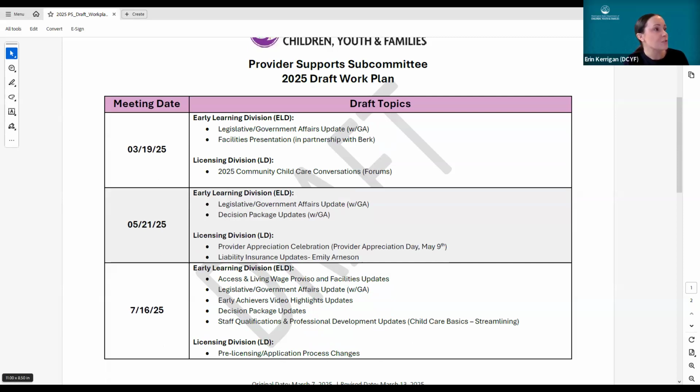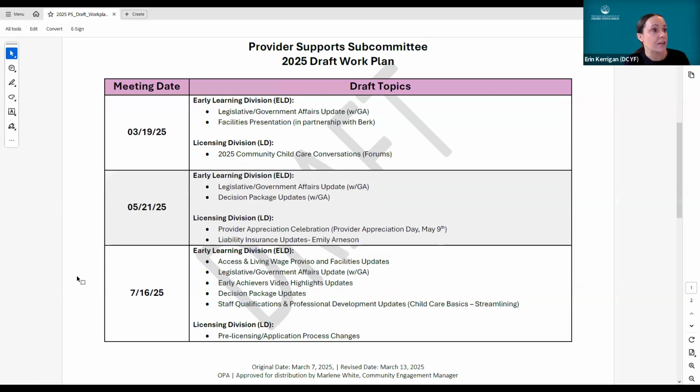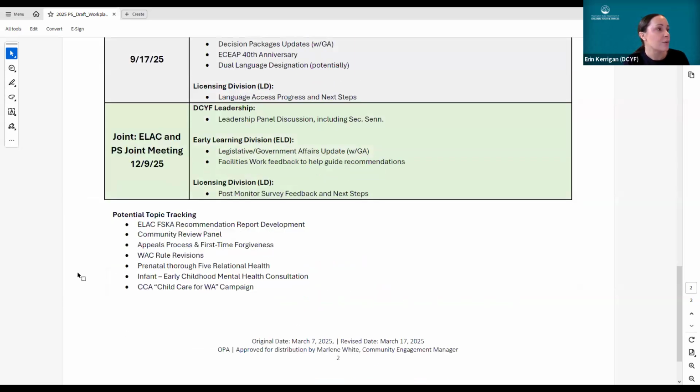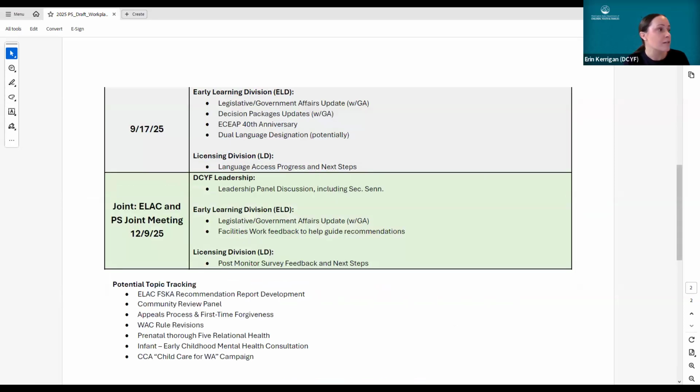And on your screen, I wanted to share the current draft of the 2025 provider supports work plan that we're working with right now. We're also going to be sending this draft in the follow-up email to give everyone an opportunity to share any edits or feedback that they might have. A note about the work plan is this is one draft of a working document. This document changes a lot as we go through the year, but this is our starting place for the working document that we use to track topics and make sure that we are connecting with the internal programs at DCYF to track any upcoming feedback opportunities and things of that nature.